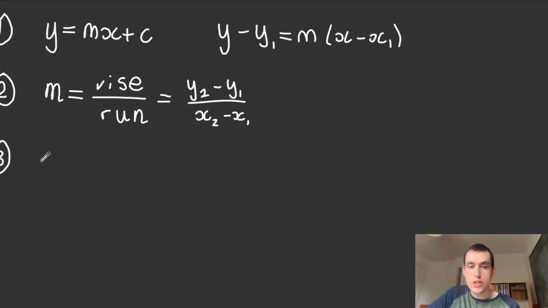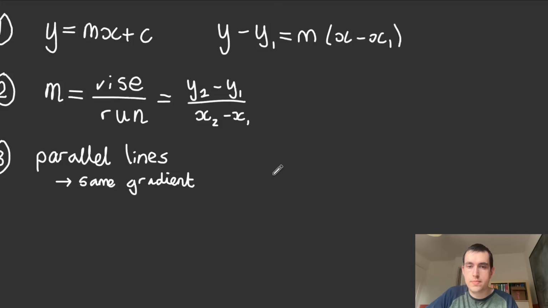The third thing you should know is that parallel lines have the same gradient, exactly the same. However, perpendicular lines, they are lines that meet at 90 degrees like this. Their gradients aren't the same, but one of their gradients is the negative reciprocal of the other.